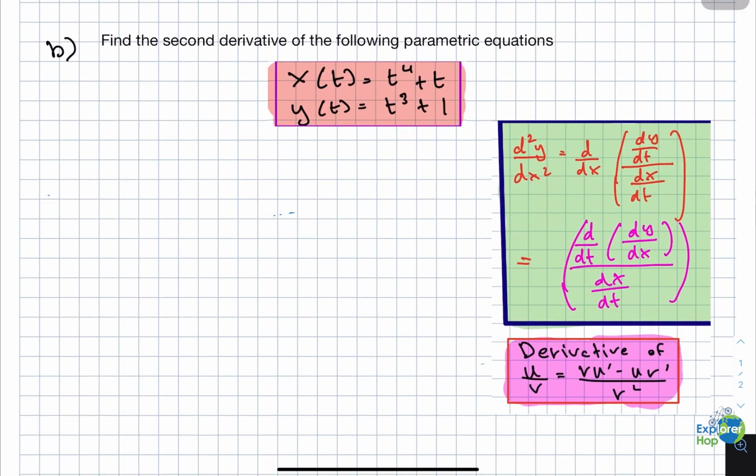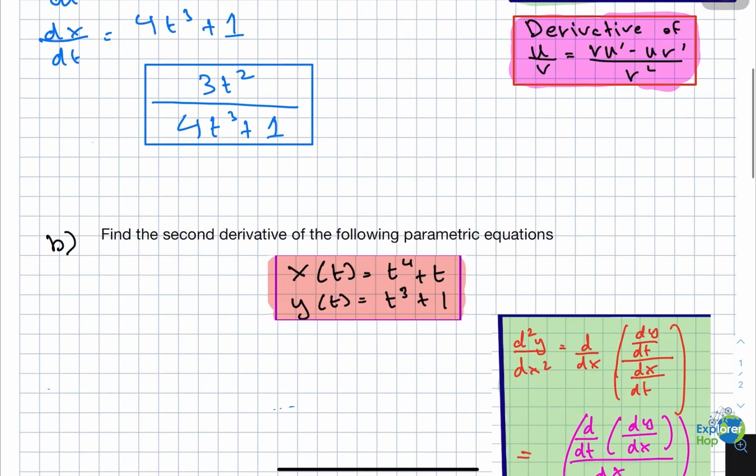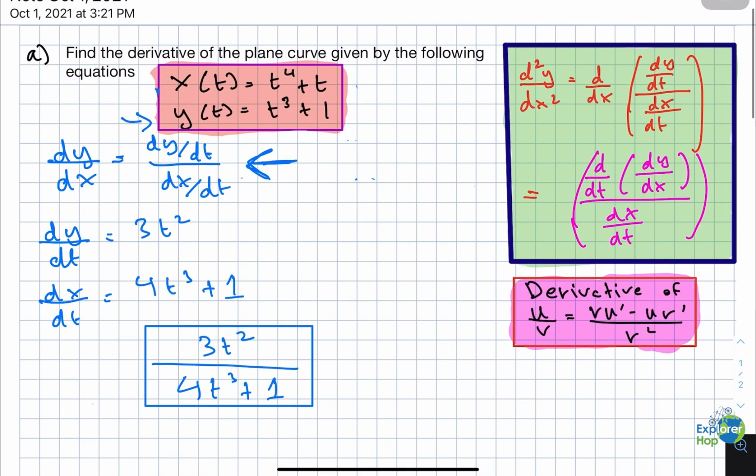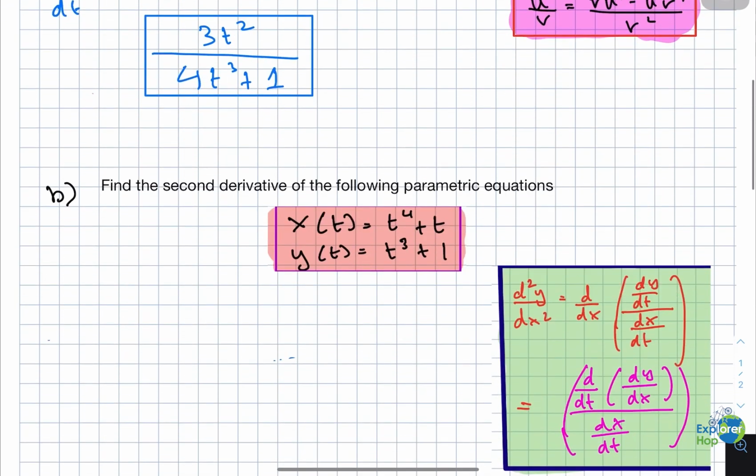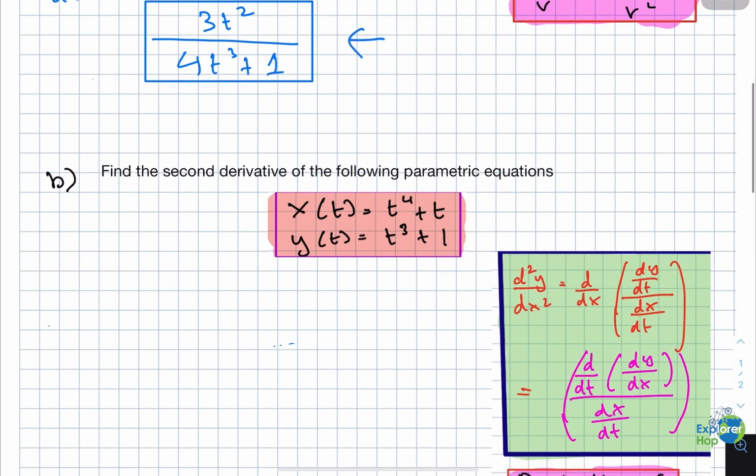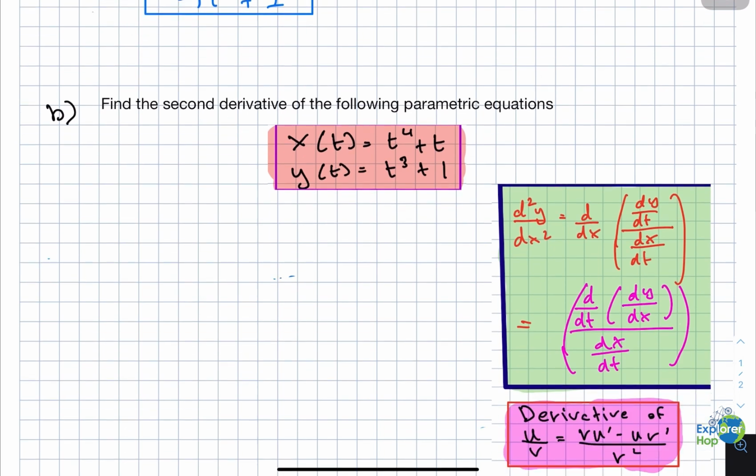Part B states, find the second derivative of the following parametric equations. We can see that these equations are the same as the equations given in part A. Therefore, we have already found the first derivative, and now we can take a look at the second derivative.